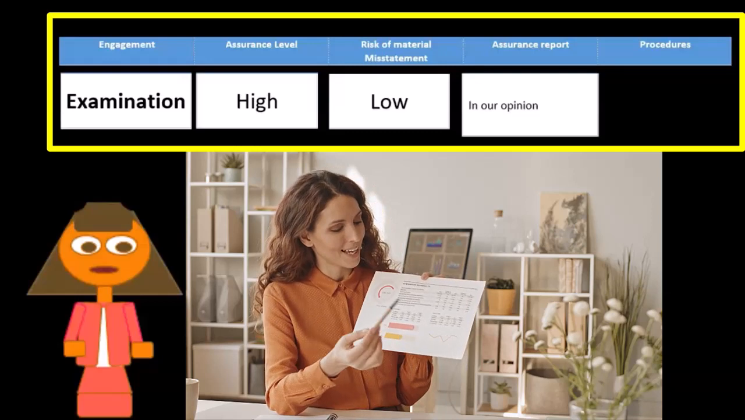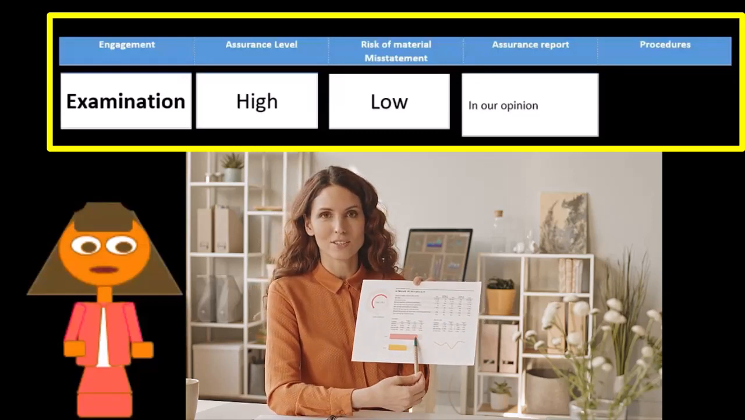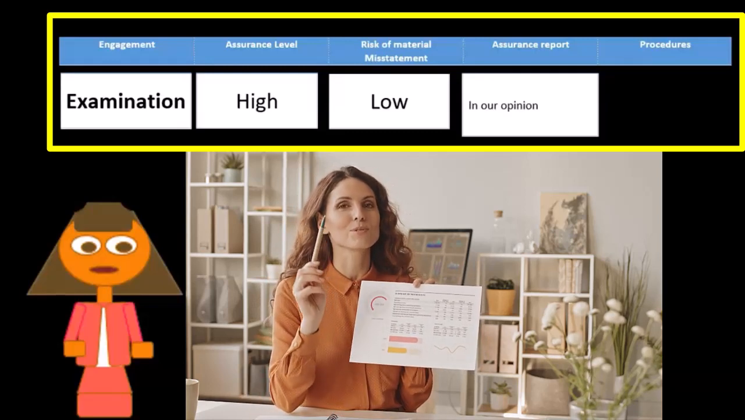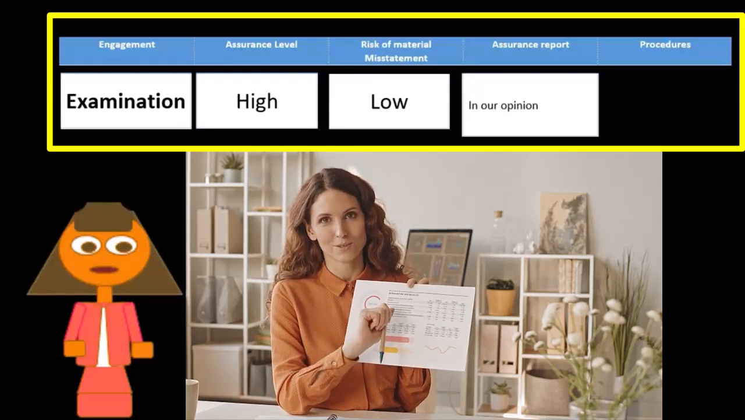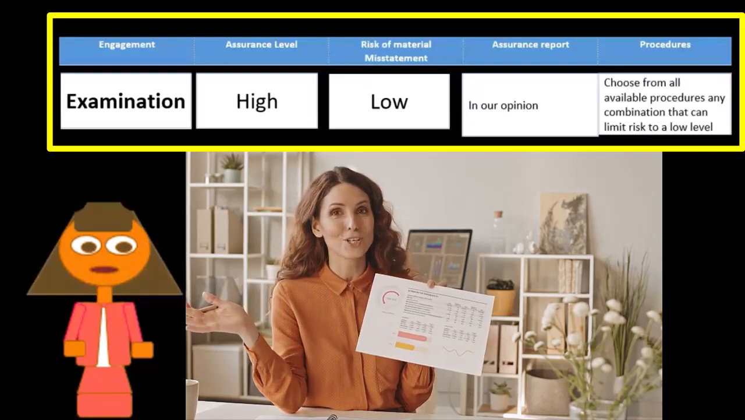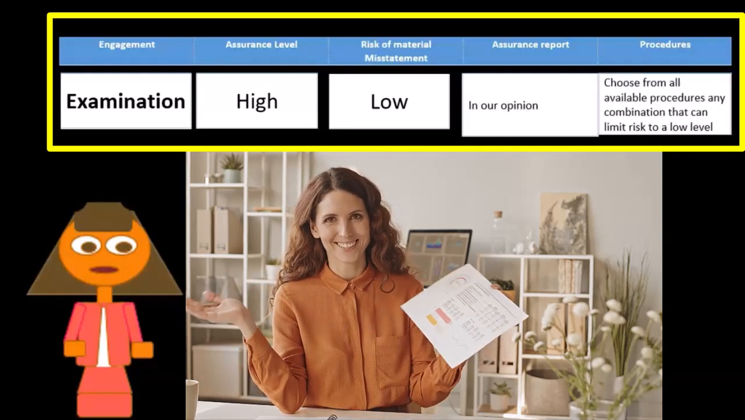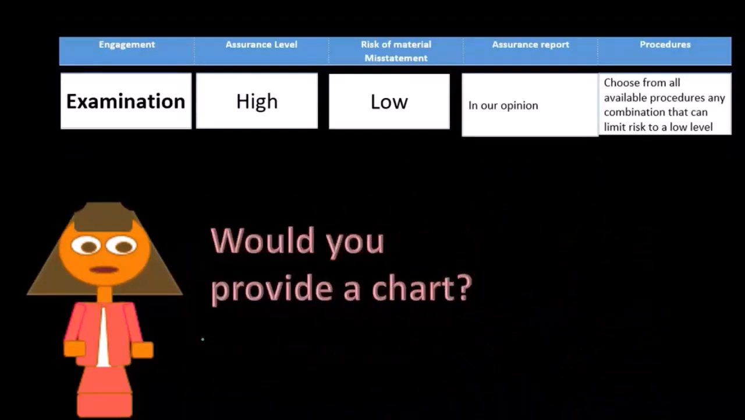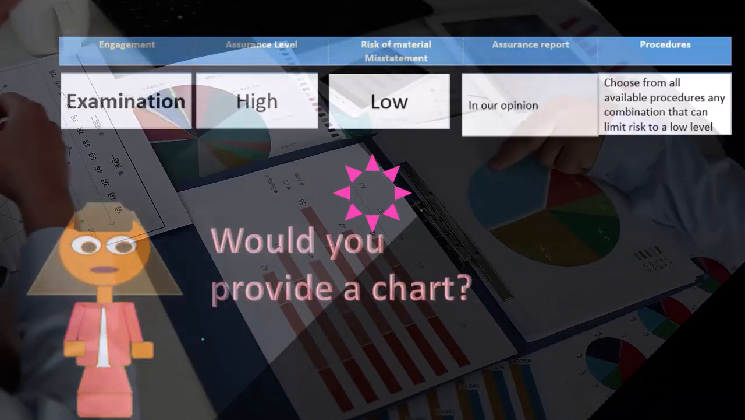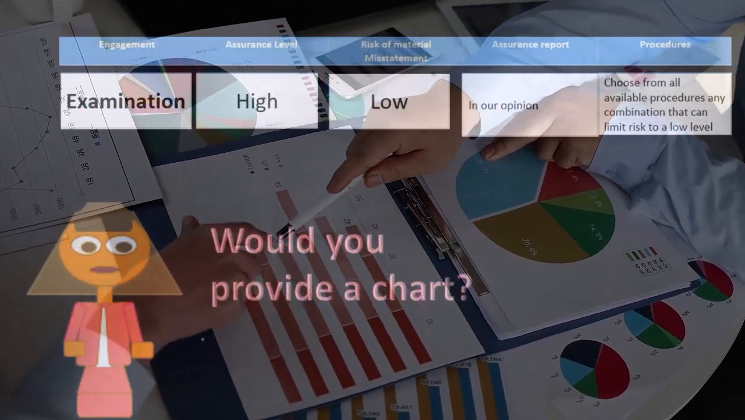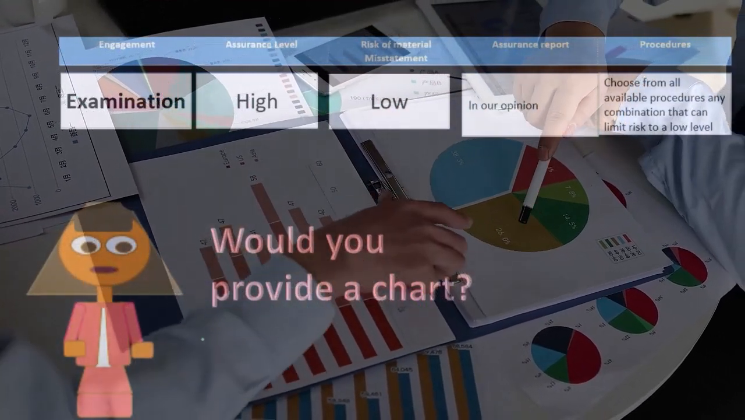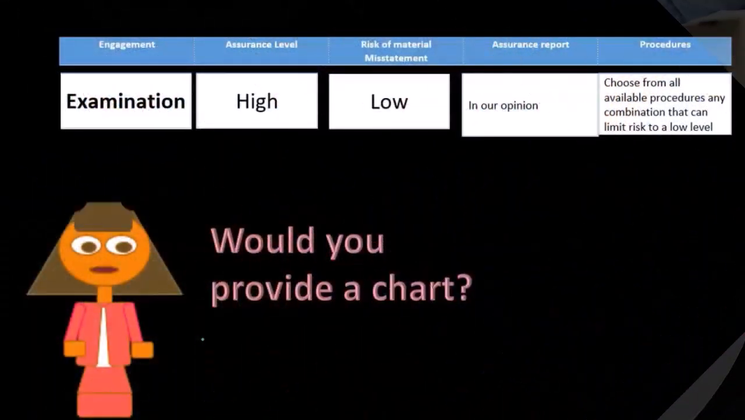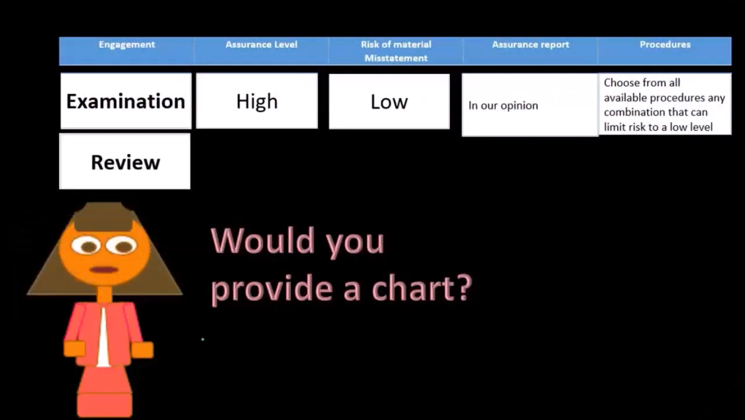For an assurance report, we're going to issue a report for these things. Usually if we're talking about an audit, somewhere in the standard report, which we'll take a look at later, it's going to say "in our opinion." That's going to be part of the report. As for procedures, we're going to choose from all available procedures any combination that can limit risk to a low level. So we're going to do a lot more procedures in the audit. We're going to do the analytical procedures, and we're also going to pick procedures that we think can lower the risk. That could include going out to the actual site, digging through things like invoices, and observing things.